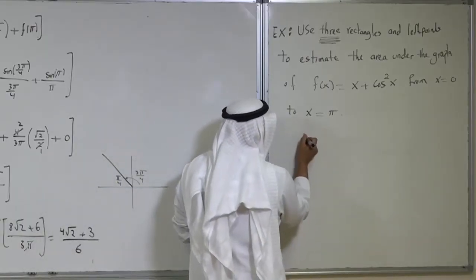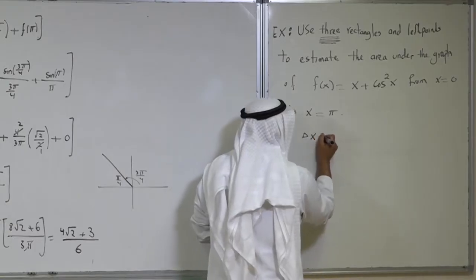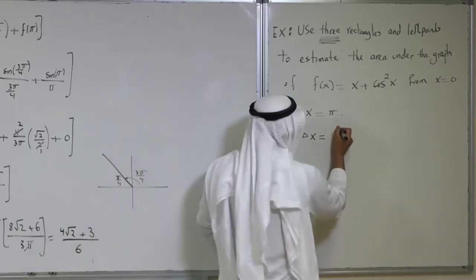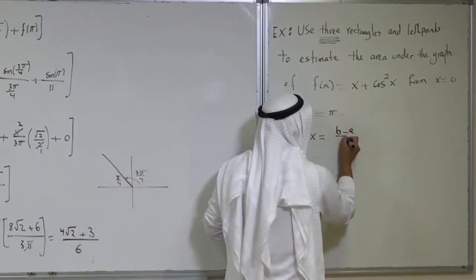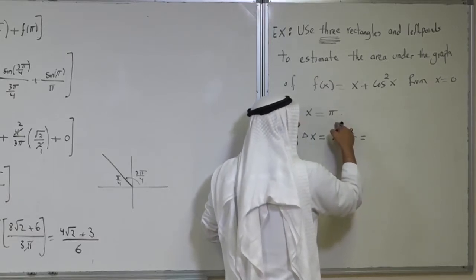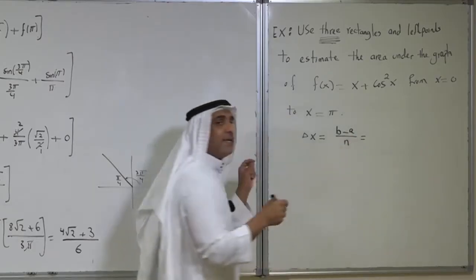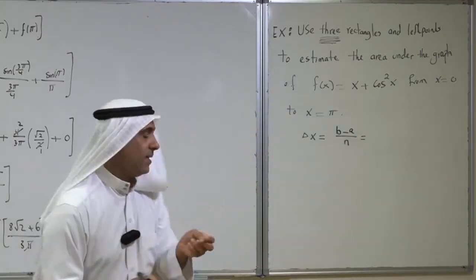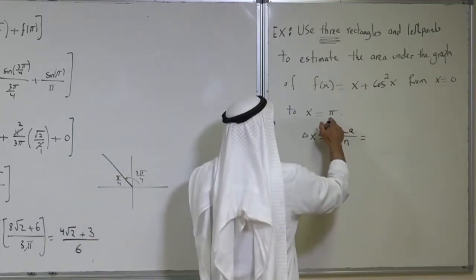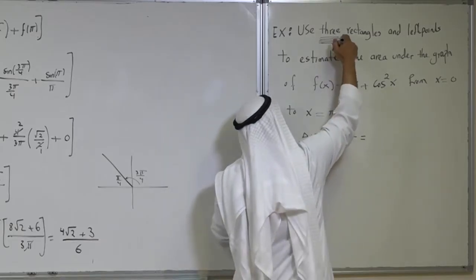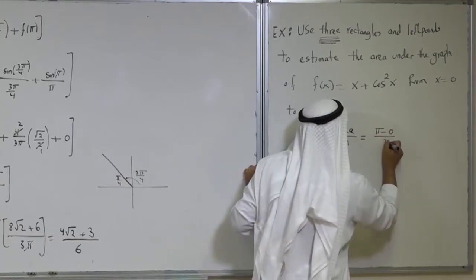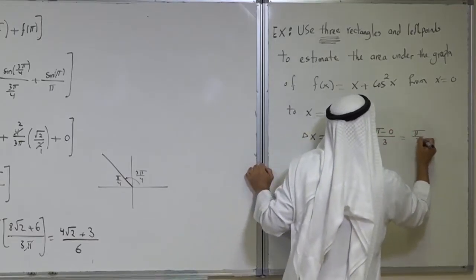Again, we will start by finding delta x. What is delta x by formula? It is b minus a divided by n. Again, a stands for the starting point, b is the end of the interval, and n is the number of approximating rectangles. So in our case here, a is equal to 0, b equal to pi, and n is equal to 3. So it is pi minus 0 divided by 3, which is equal to pi over 3.